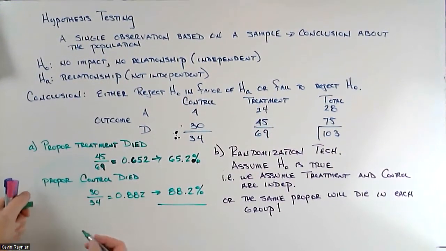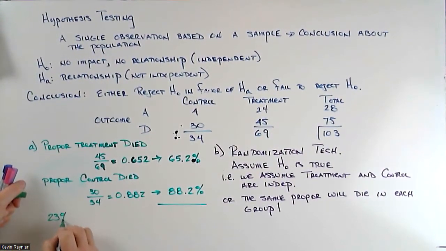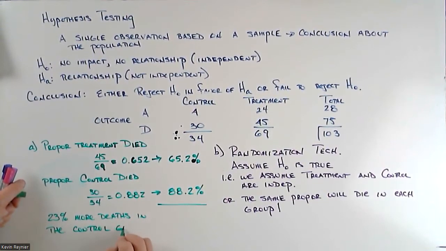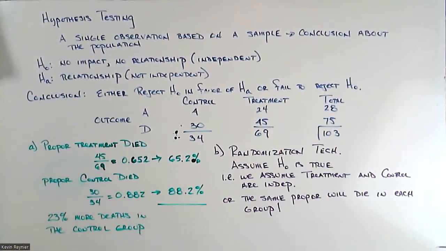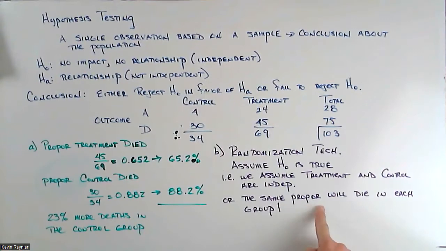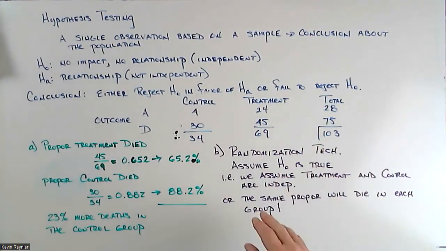When we subtract these, we know there are 23% more deaths in the control group, right? That's what we see here. 23% more deaths. So when we do the randomization technique, we're going to assume that this difference is zero, that the treatment had no impact, no relationship. It was independent. So the same proportion will die in each group.